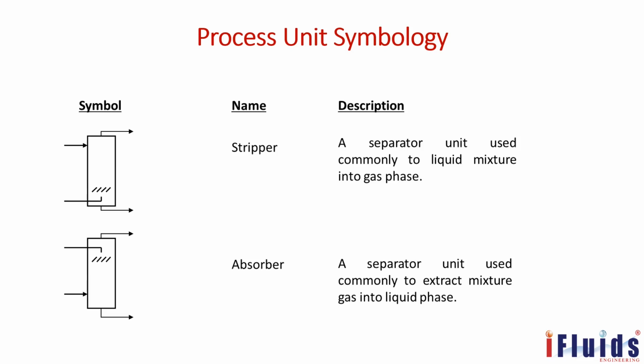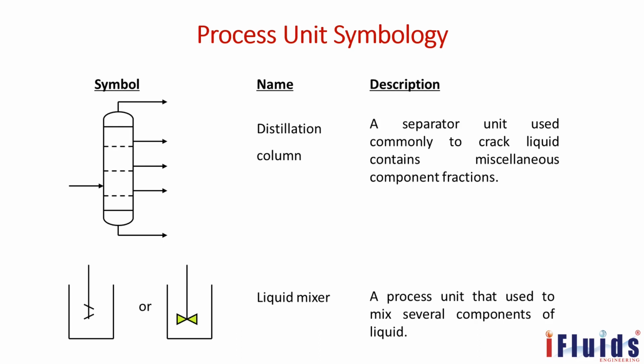This is the stripper and absorber. In the absorber, from the top you have to spray something. In the stripper, from the bottom you have to strip it. This is the distillation column, a separator unit used commonly to crack liquid that contains miscellaneous component fractions. Then liquid mixer, a process unit used to mix several components of liquid. Both are liquid mixers only.